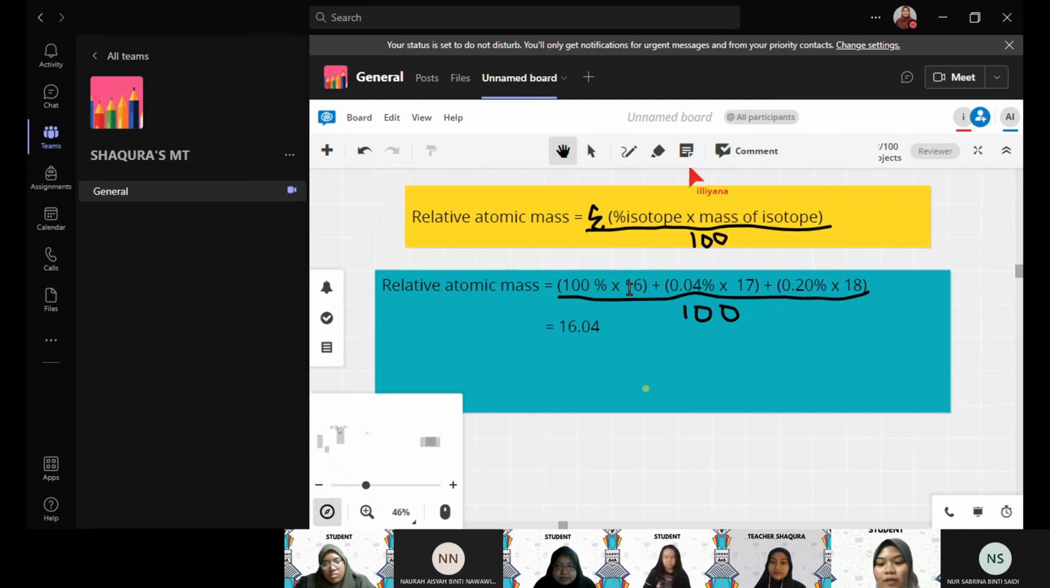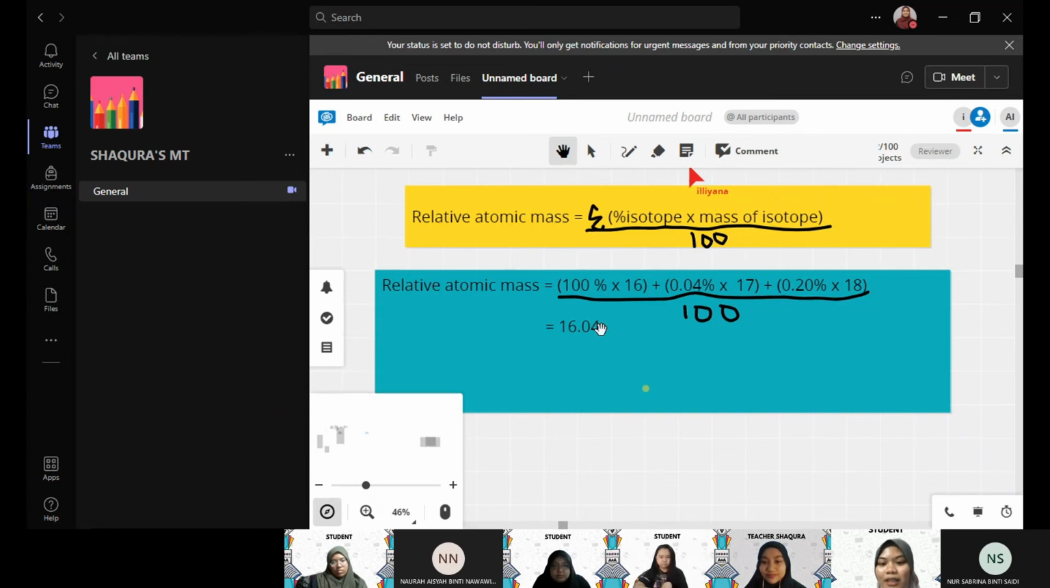16 is the atomic mass of the first carbon, plus the second carbon, which has 0.04% of its abundance, times 17, its atomic mass, plus the third carbon, which has 0.2% of its abundance, times 18, its atomic mass, and then we sum all of it and divide it by 100. So the answer that we got is 16.04.